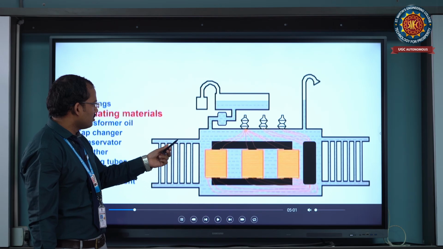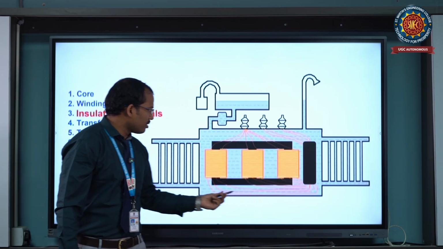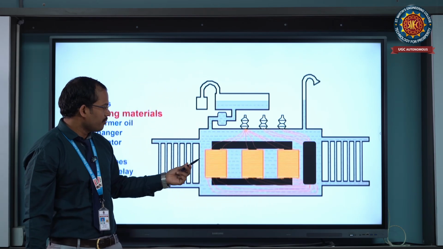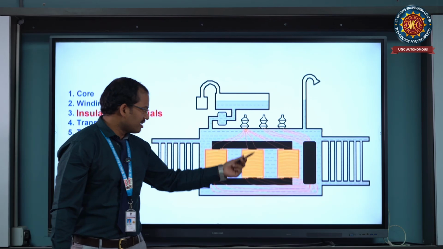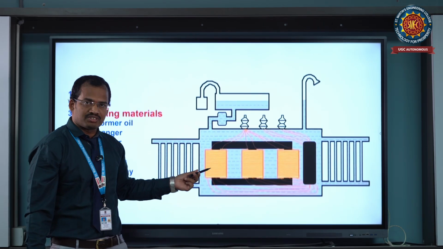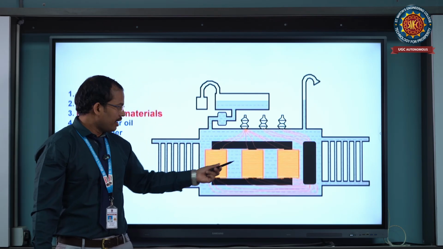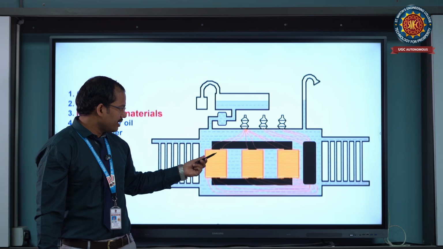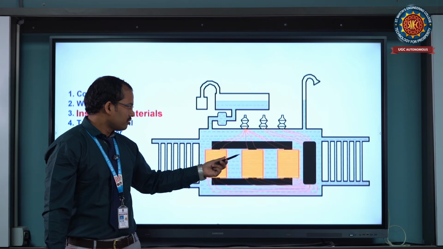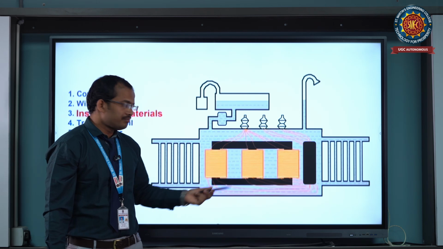The next point is transformer oil. Why are we using transformer oil? For cooling purposes. This is a shell type transformer, and a shell type transformer has 3 limbs. This is the first limb: both are outer limbs, and the middle one is the central limb. Each limb has the primary winding on the inner side and the secondary winding on the outer side.